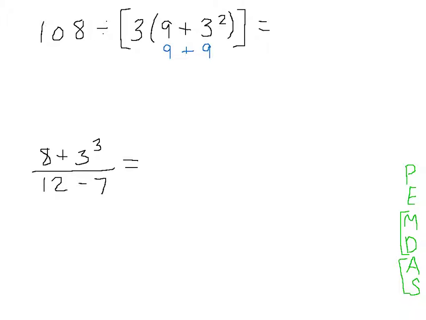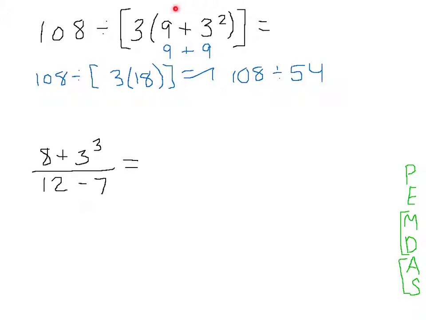So then I end up with 108 divided by, these brackets have the same function as parentheses, they're just bigger. So I have 3 times 9 plus 9, which is 18. That simplifies to 108 divided by, and then I'm going to go ahead and multiply 3 times 18. 3 times 18 is 54.